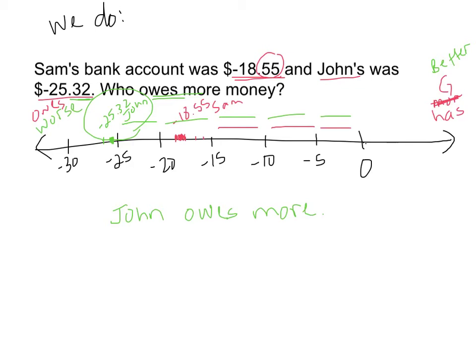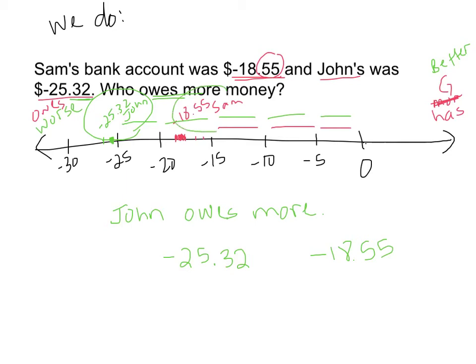How would you show that as an inequality? Well, you'd put the two numbers down, negative 25.32 and negative 18.55, and you would ask yourself, you being the alligator, which is better for you? Where is your mouth going? It goes to the better one. Which one is better for you? If you have to owe money, is it better to owe $18.55 or to owe $25.32? Which would you rather have?